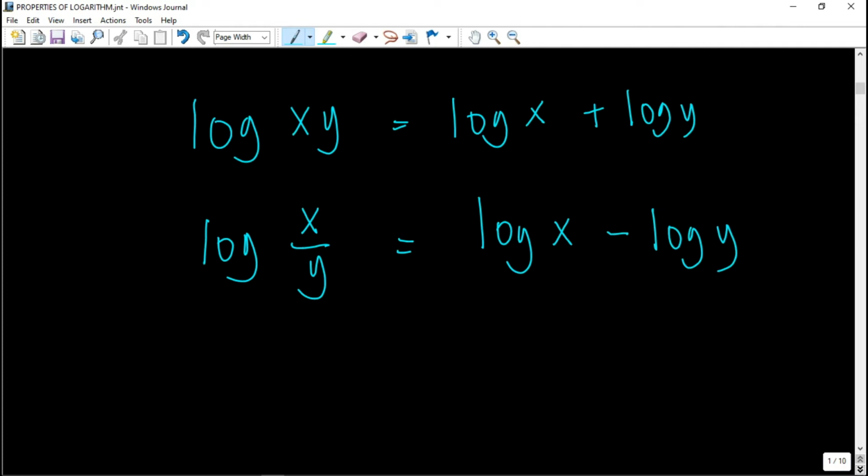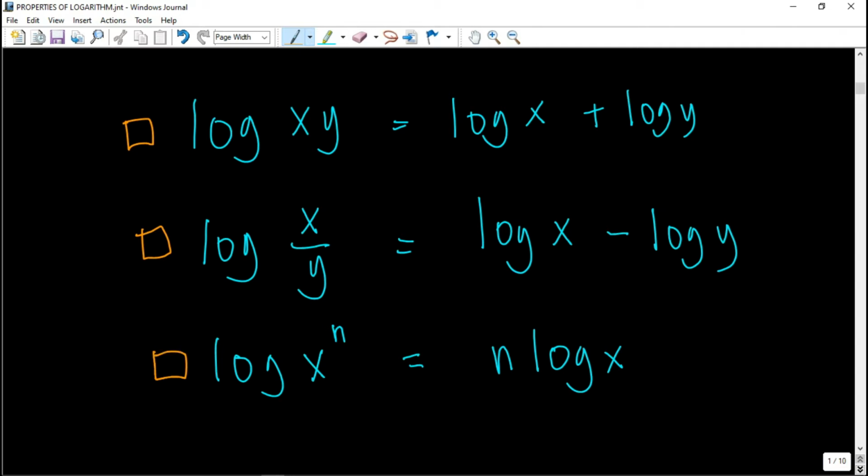If you are dividing, same base still, base 10, let's say x divided by y, you just subtract those exponents. So log x minus log y. Then we have the third basic property: if you raise a certain expression with a certain base and exponent to a certain exponent, as we have discussed in my previous video, you just multiply that n to the exponent. So log x to the n, you just drop that down to get n log x. These are the basic properties that we should understand when we are studying logarithms. Basically there are secondary properties, but those are just derived from these properties.